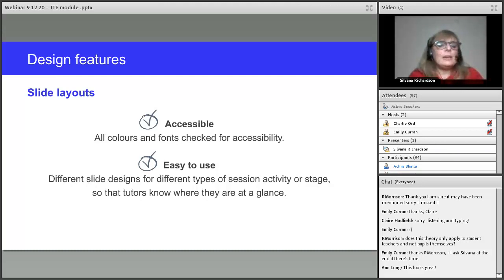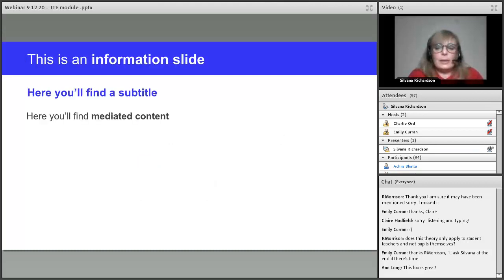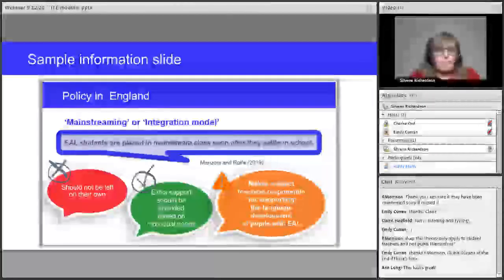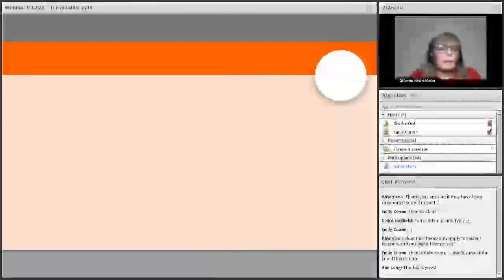And as I said, we created different slide designs for different types of session activity or for different stages in the session so that you as a tutor know exactly where you are just by looking at the slide without having to read too much in the middle of the session. So, as you can see, this white slide with a blue title is an information slide. And here you will find mediated content. More about this in a minute. This is an example, for example.